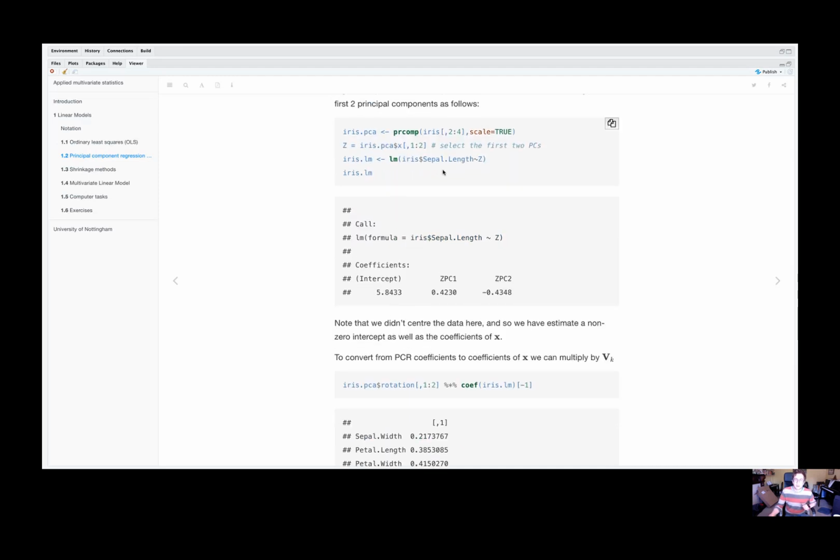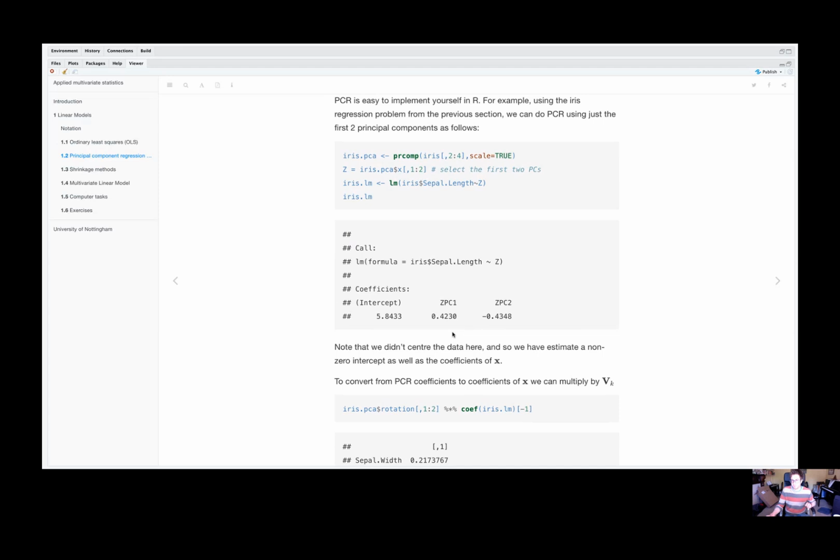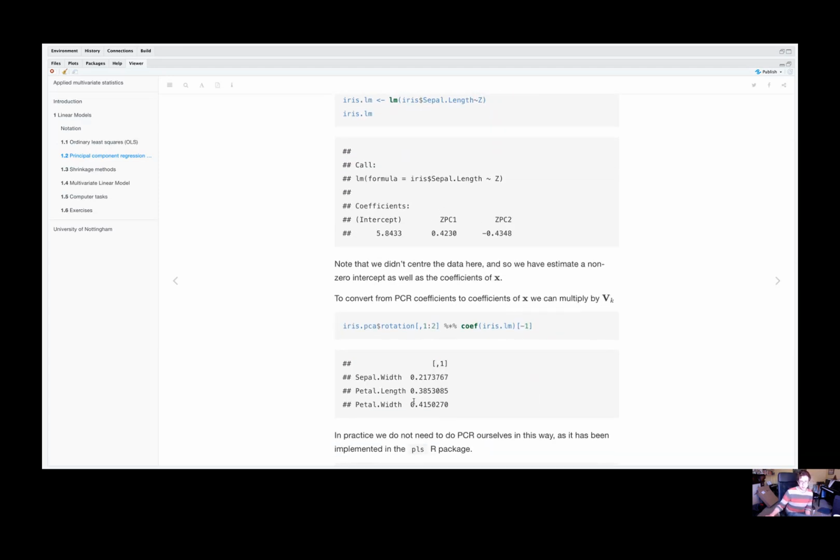So to convert from the principal component coefficients, so this is the coefficient of the first principal component score and the second principal component score, to convert them back to coefficients on X, the original measurements, the sepal width, the petal length and width, we just multiply by V_K, we said. So if I multiply the rotation matrix, the loading matrix, the first two columns, times the coefficients we found, we get these three coefficients: 0.21, 0.38, 0.41.